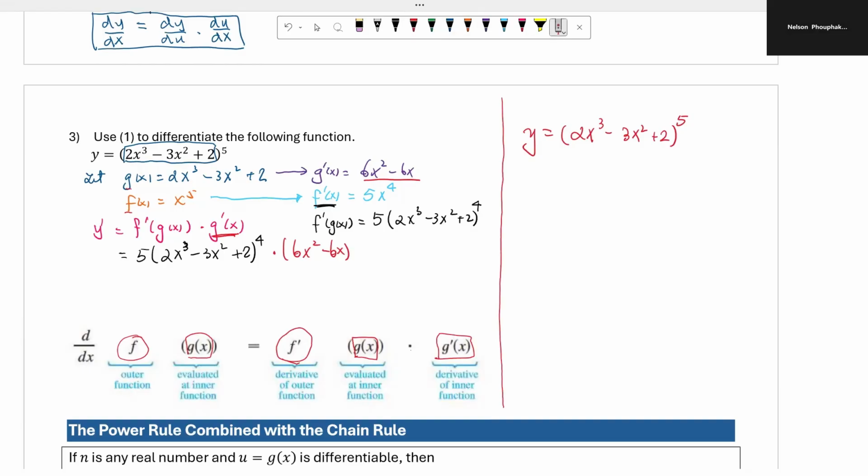So in this case, you could consider that the function is a power function, something to the power 5, which is my outer function. So the derivative of the outer function, we could consider this as something to the 5, which is x to the 5. So we bring the power down.